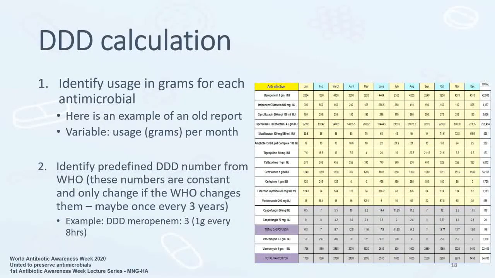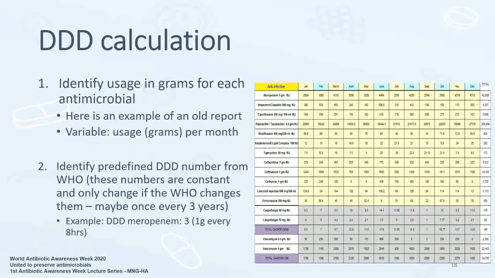So how do we actually calculate DDD? You can identify, as we said, usage data. This is actual usage data from the National Guard Jeddah that was developed by the pharmacy department, I believe, in 2012. So, for example, here you see in the top row, meropenem use, you have a 1 gram injection, and throughout the year, you have changes in consumption, and you have a total consumption of 42,000 vials of mero for that year.